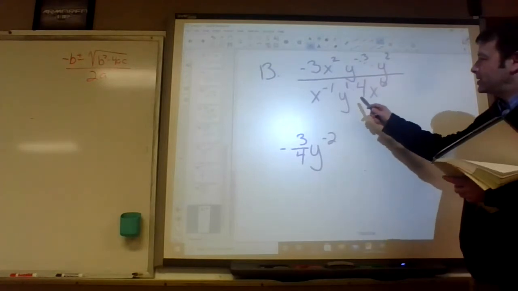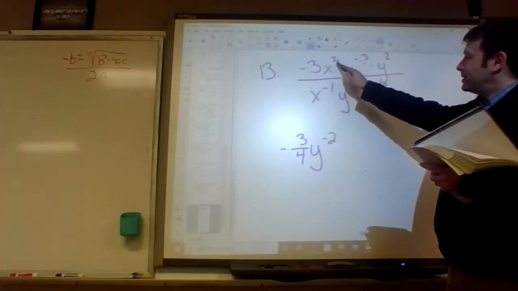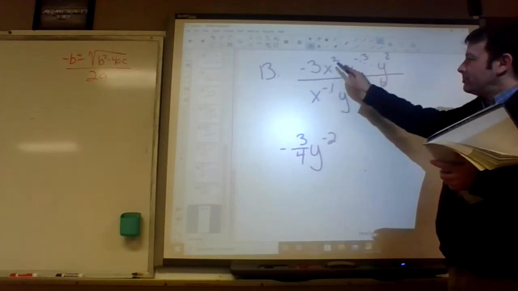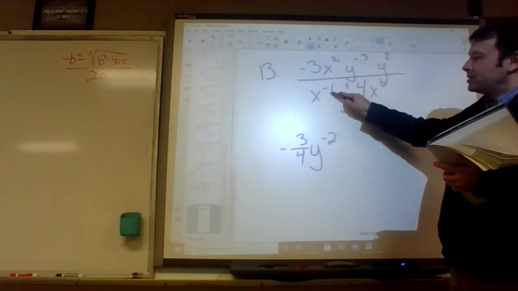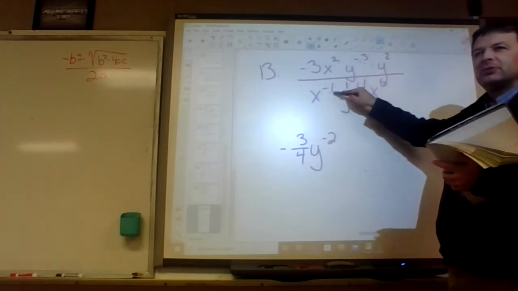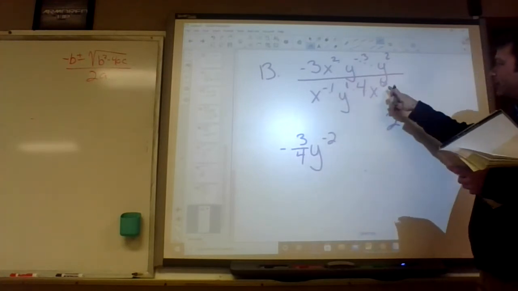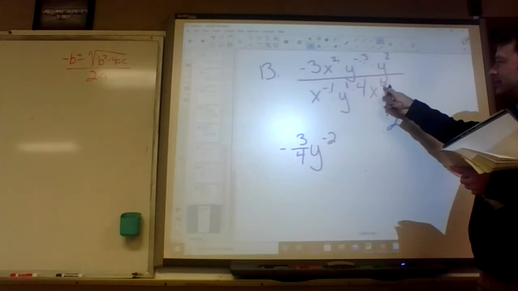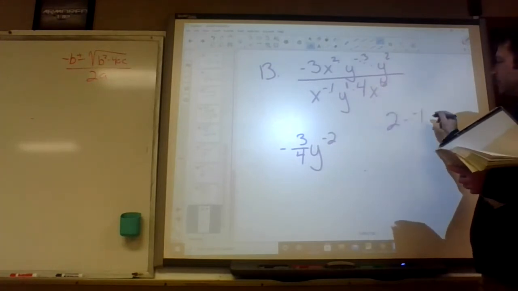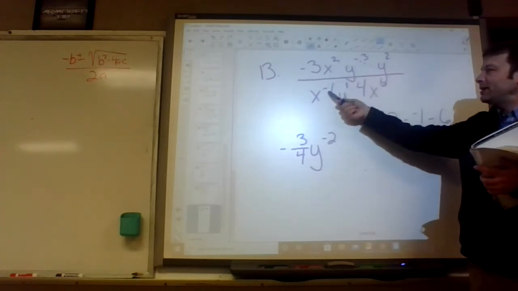Okay, probably should have done the x's first because it's alphabetical order. But what am I going to do with this -1? I'm going to do 2 minus -1, or plus 1, yes. And what am I going to do with the 6? It's all minus the 6 also. So it's 2 minus -1 minus 6.